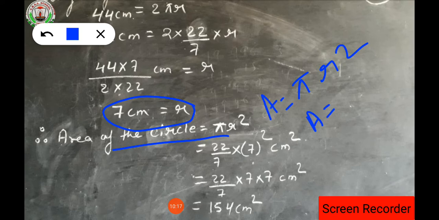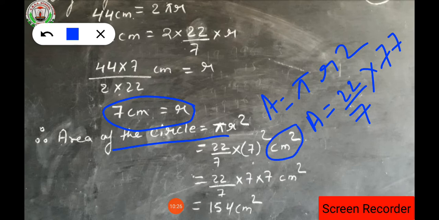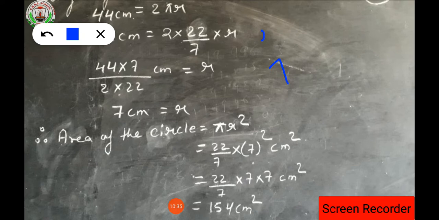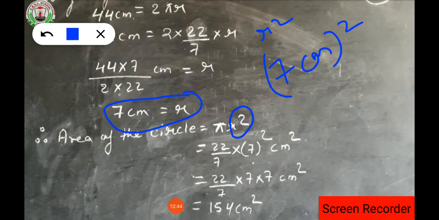So what is the value of pi we are going to take? That is 22 by 7 into r square, that means 7 square, isn't it? And remember student, why I had written centimeter square here? Since the r square is there in the formula, r value is 7 over here. So 7 centimeter is the value of r, that means radius, isn't it? So 7 centimeter into 7 centimeter.